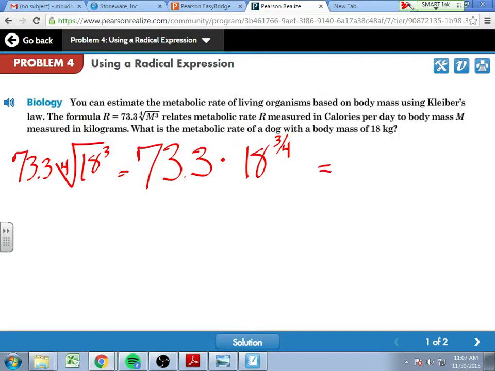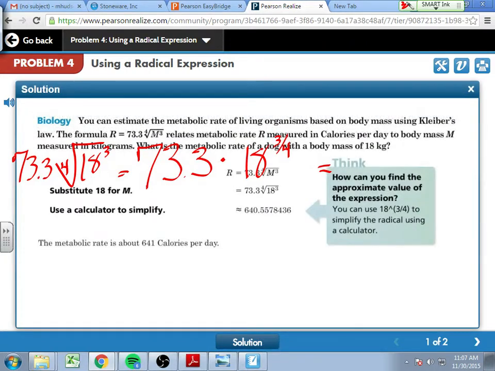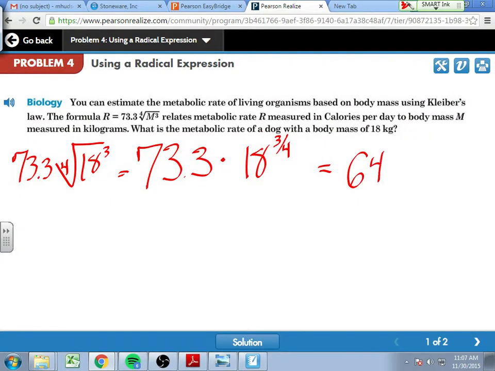And then that gets us that approximate, what is it? 640.6. Okay, yeah, that's what I got.